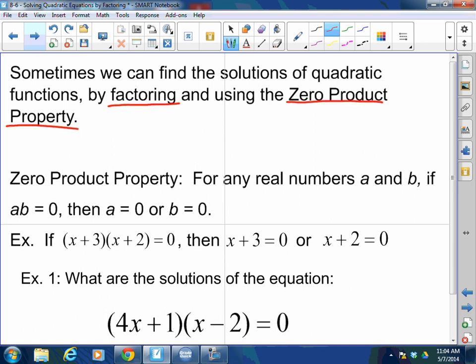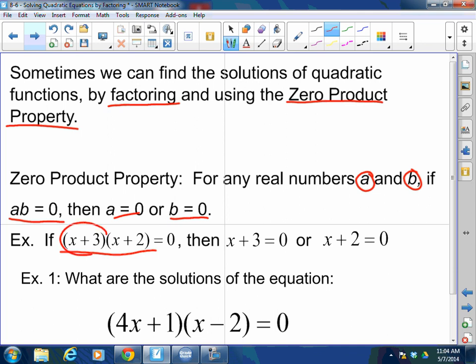The zero product property states that for any real numbers a and b, if a times b equals 0, then either a equals 0 or b equals 0, or both of them equal 0. So what does that mean, Mr. Morrow? Well, when I factor a trinomial, I'm going to be left with two binomials, just like here.